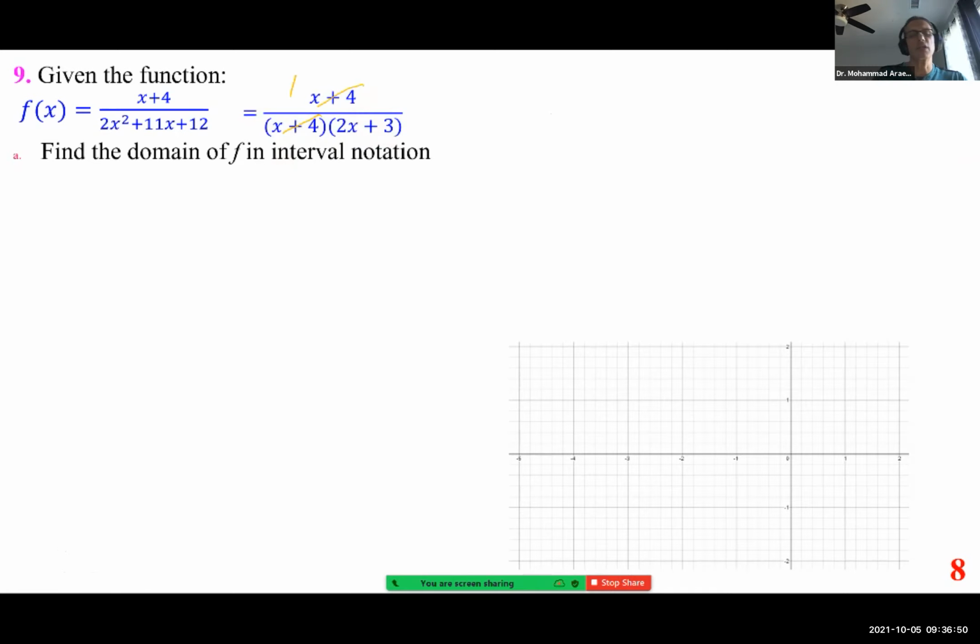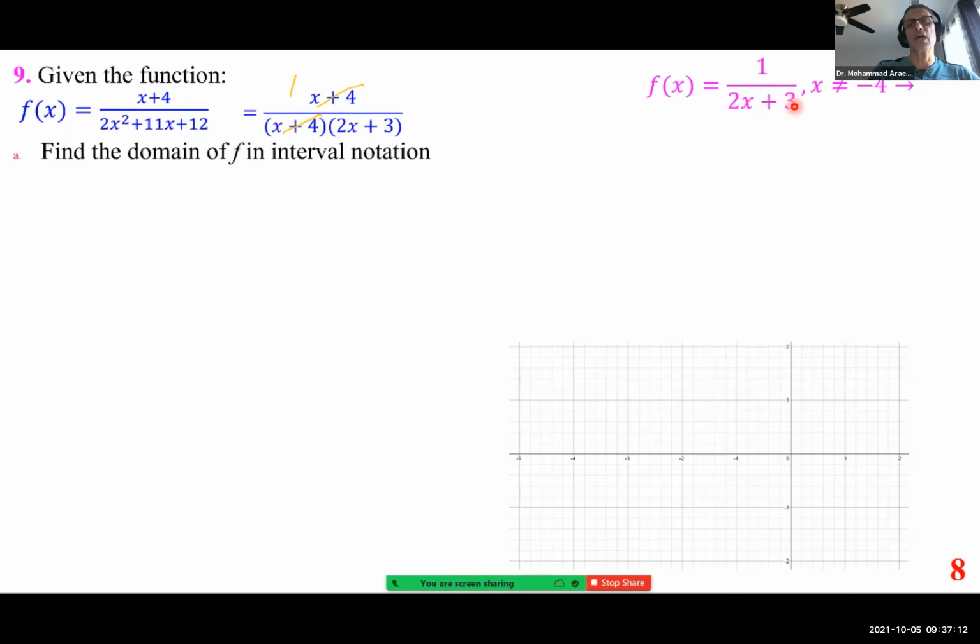And so this expression becomes what you see. In other words, it's the same as 1 over 2x plus 3, but x can't be negative 4 as a result of this part, and x can't be negative 4.